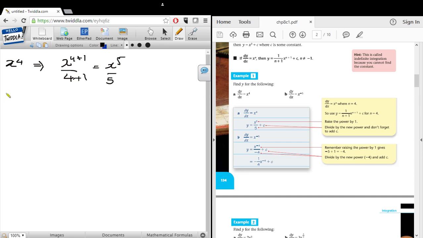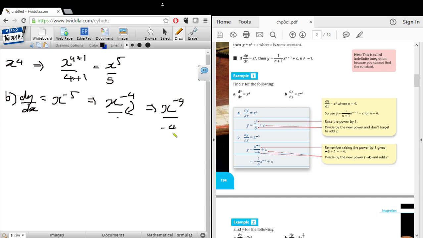And with b, where we have dy/dx is x^(-5), well, let's add 1. So we get minus 4, and then remember we divide by it. So we have minus 4, and then we have plus c. So we have y equals x^(-4) over -4, plus c. Exactly what we have here.